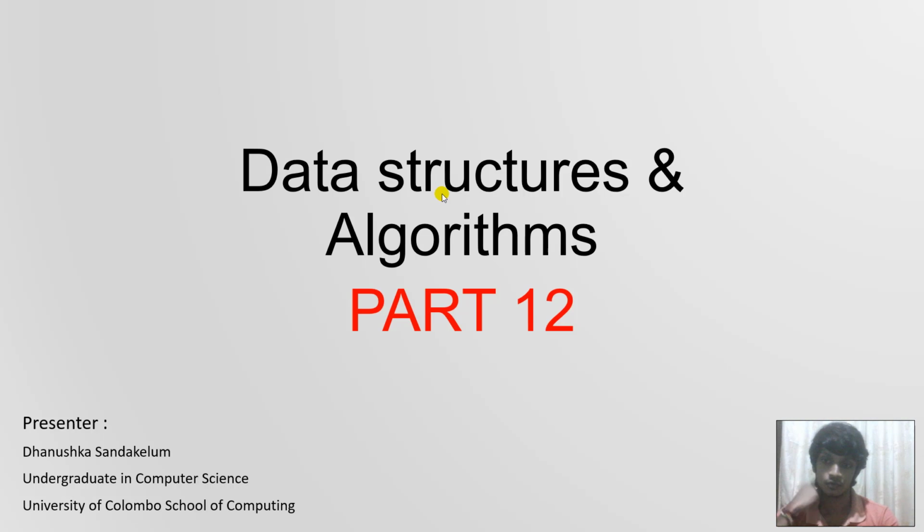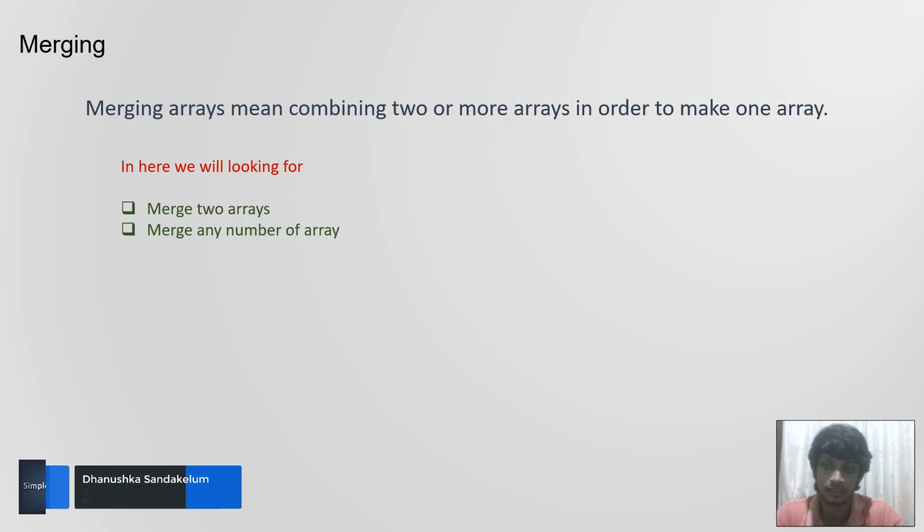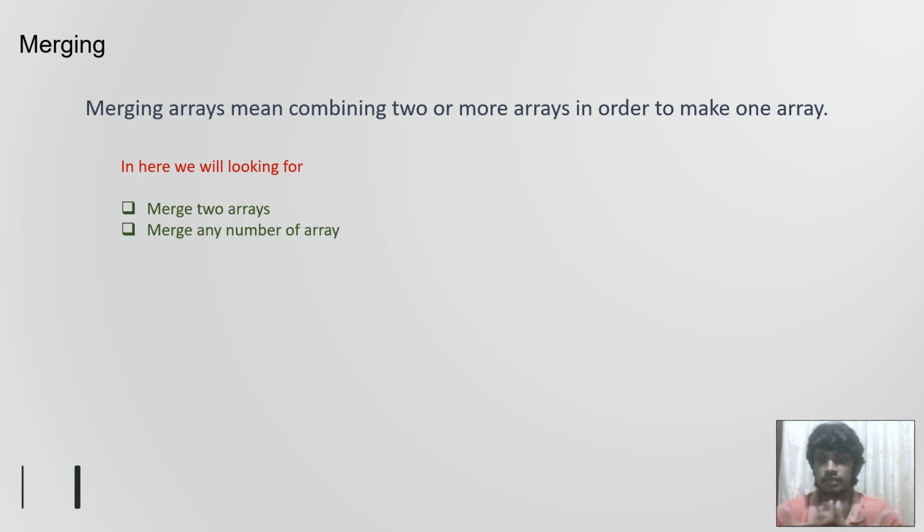This is the 12th part of our tutorial series, data structures and algorithms. So today the topic is merging. This is the fifth title according to the array implementations, array procedures. Basically, merging is combining two arrays in order to create one array.